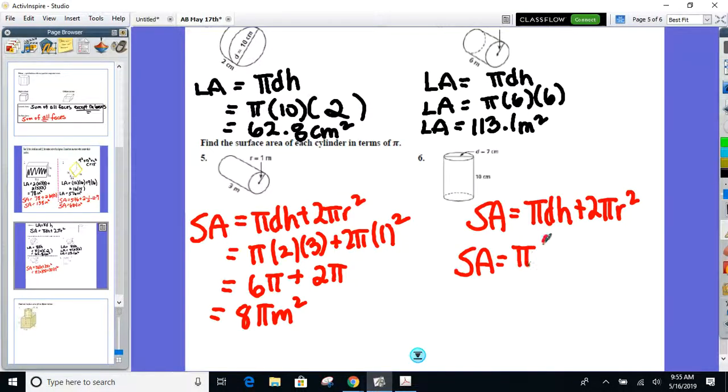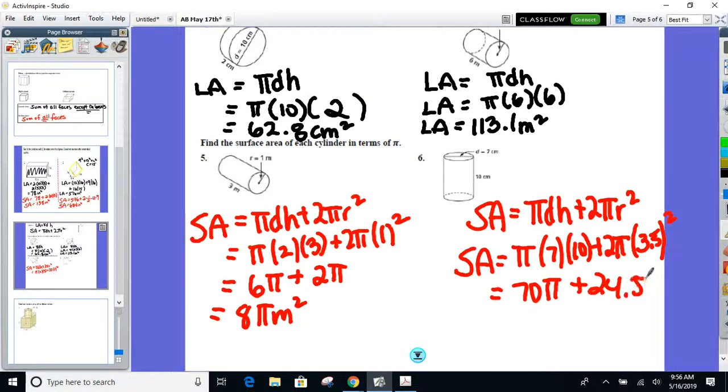Pi diameter, height, plus 2 pi radius, 3.5 squared. All right, so it looks like I get a 70 pi here, plus, not too sure. 24.5 pi, yep. So my final answer in terms of pi. Look at that. Nice job.